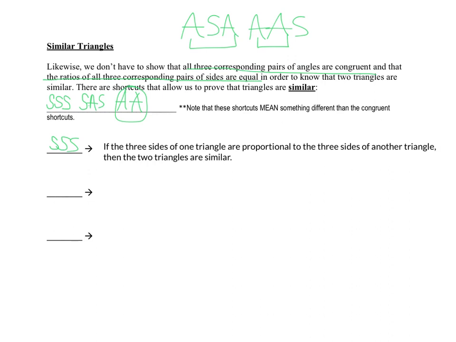Remember that proportional just means that the ratio of the pair of sides is the same for all three pairs. So if the ratio is from 1 to 3 for one pair, it's from 1 to 3 for the next pair and the third pair. It has to be the same. So if they're proportional, that's what that's saying. Proportional means they have equal ratios.